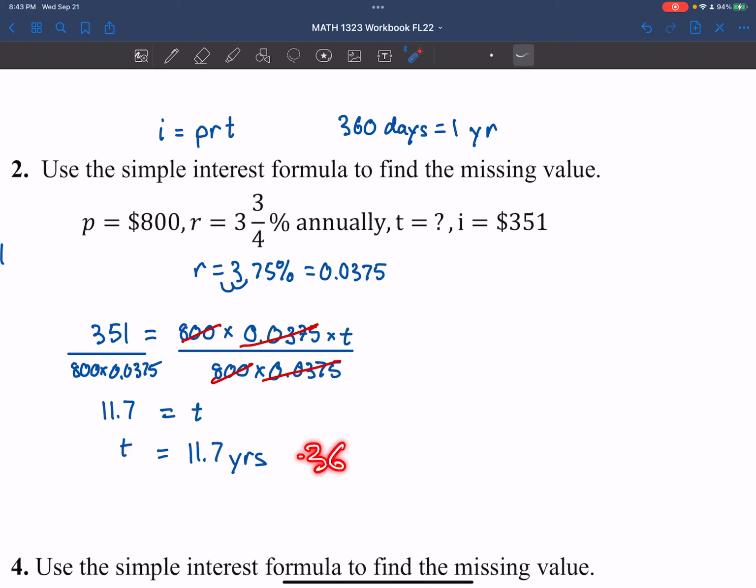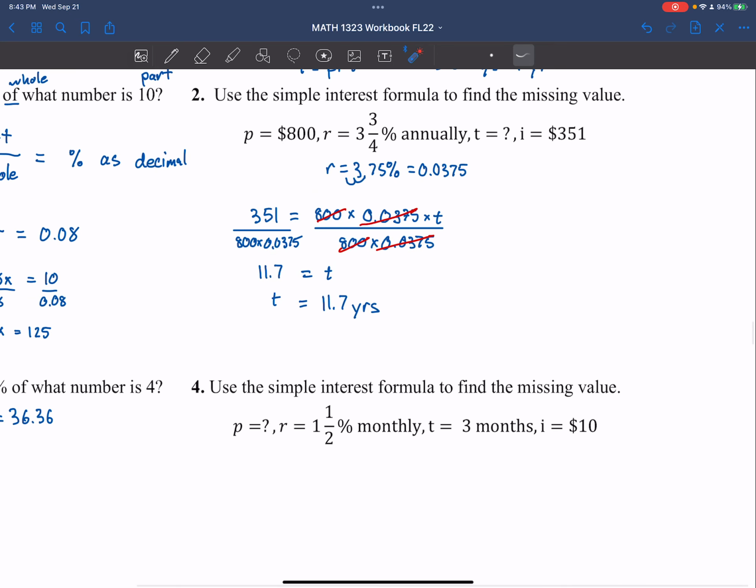Again, if you wanted to go ahead and get this in days, remember you would just have to multiply that by 360 days per 1 year. The years would cancel and you would have a unit in days, but that's just, again, a quick reminder, which we already did up here.